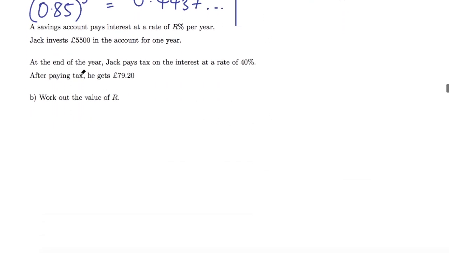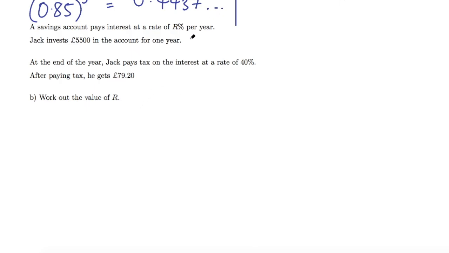Okay, the second part of this question says the savings account pays interest at a rate of R% per year. Jack invests 5,500 in the account for 1 year. At the end of the year, Jack pays tax on the interest at a rate of 40%. After paying tax, he gets £79.2. Work out the value of R.